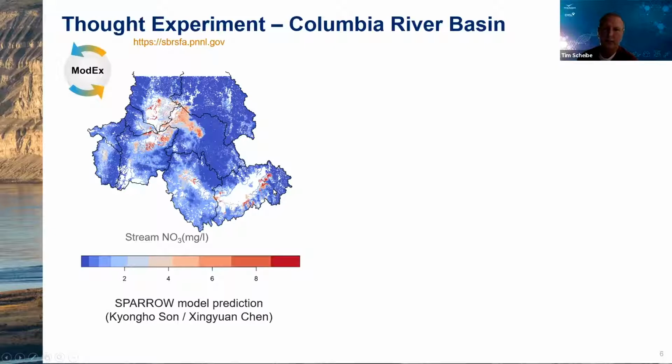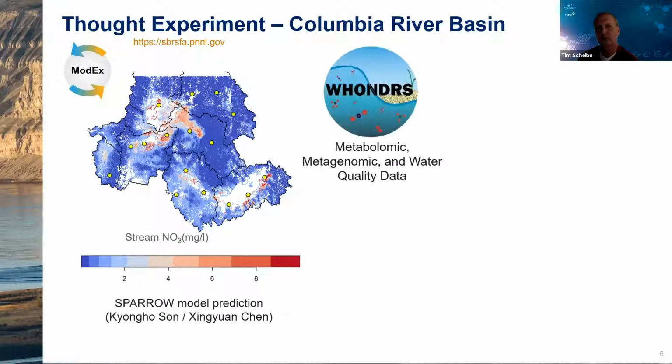And so as we are able to make an initial prediction of nitrate in the streams across there, the first thing we might do is apply a WHONDRS approach to gain distributed samples and analysis of those samples across the network in collaboration with our partners to understand metabolomic, metagenomic, and water quality variations across the basin. And this is where the first stage of our so-called MODEX cycle can come in.